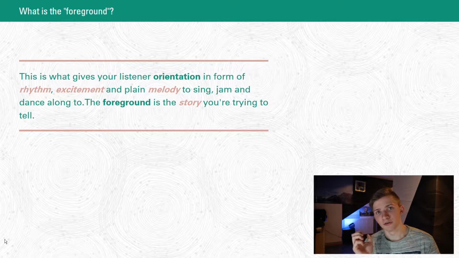That being said, your foreground is what gives your listener an orientation through your track. For example, your main melody that's playing from start to end, your listener can already make out just from the main melody when it gets faster paced, when the main lead is reached, when you're still in the intro, when you want to bring up which emotion, that's what you do with that.